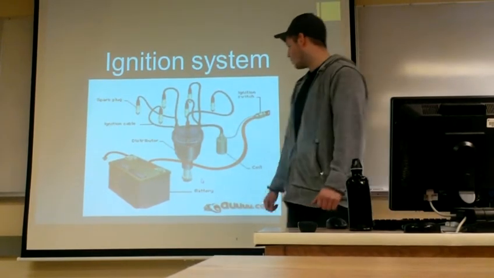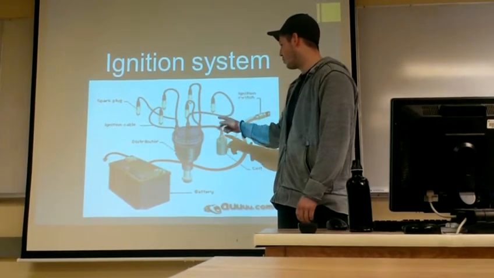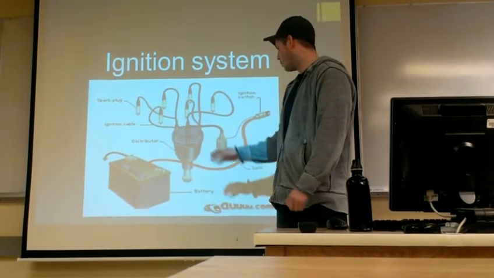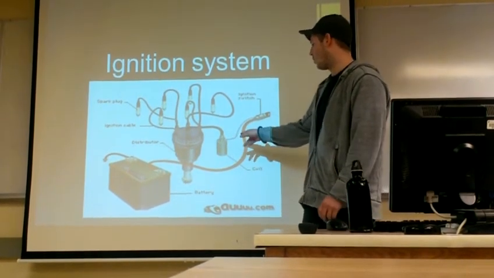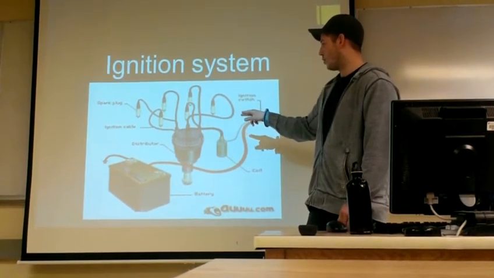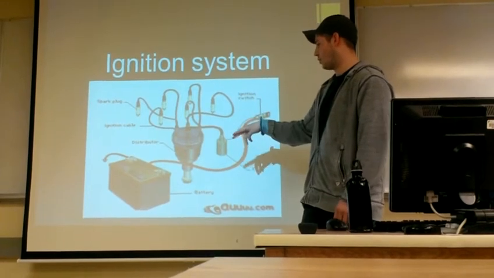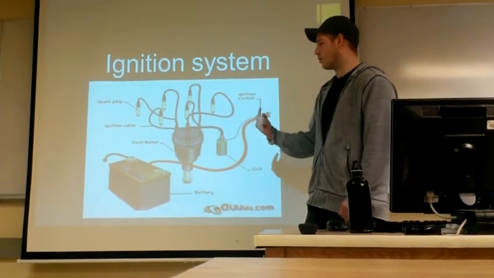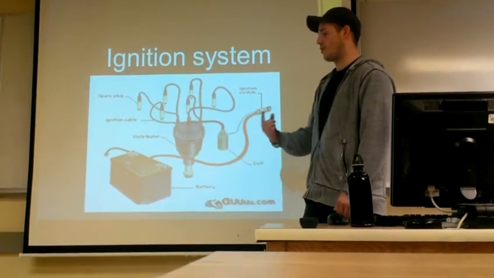This is the ignition system. So we have a battery, ignition coil, spark plug wires, spark plugs, and a distributor. So the battery supplies the electricity to produce a spark. The coil is what actually produces that spark. And from the coil, the spark goes through the spark plug wires to the distributor. And the distributor distributes the spark through the spark plug wires to the spark plugs in the correct firing sequence.